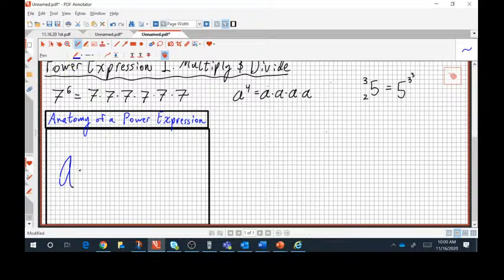Anyway, a power expression looks like this. It's a number times some other number raised to some other number. A times b to the n.